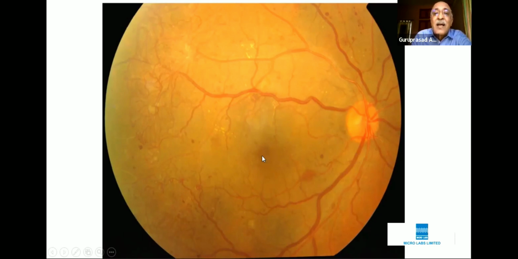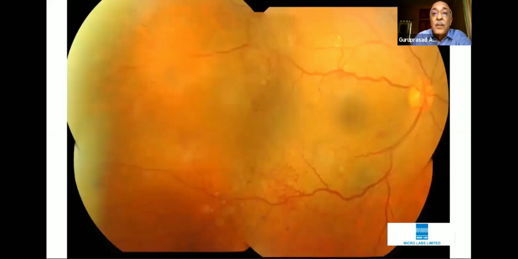And then there are dot and blot hemorrhages all over the posterior pole. The macula itself has a dull reflex, but otherwise is normal. There are some hard exudates between the arcade, below the superior arcade and above the superior arcade as well. So you can see the dot and blot hemorrhages on the superior nasal aspect of the fundus also.